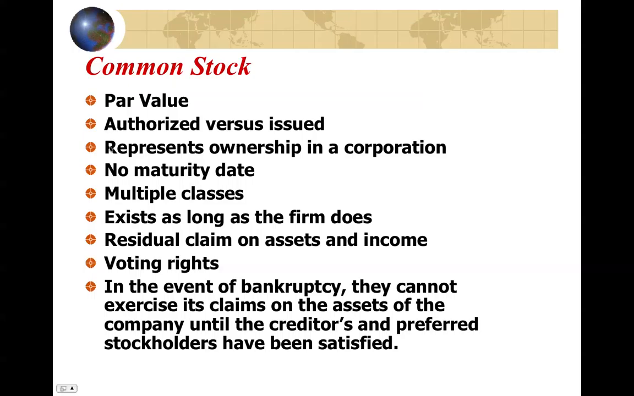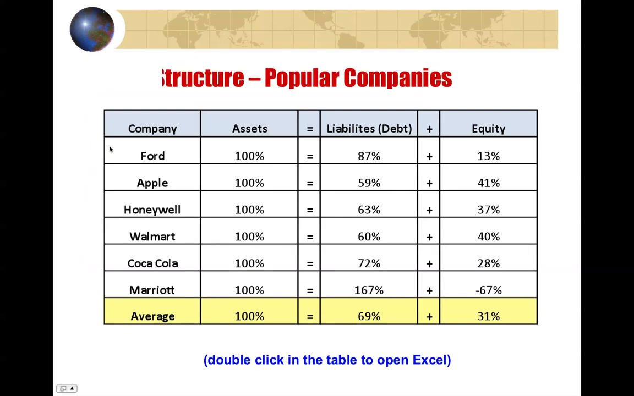And in the event of a bankruptcy, they can't exercise their claim on assets until everybody else has been paid, because they are the owners, so they carry the most risk, and because of that, common shareholders typically require the highest rate of return. So here is the capital structure of some popular companies.